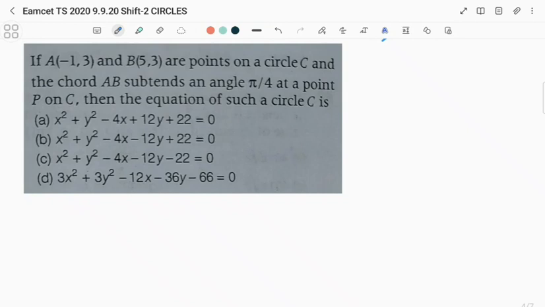The next question. EAMCET 2020 shift 2 circles question. If A equal to minus 1 comma 3 and B 5 comma 3 are points on a circle C and the chord AB subtends an angle pi by 4 at the point P on C, then the equation of such circle is. First draw the rough figure, dear students. We need to compulsorily draw the figure.